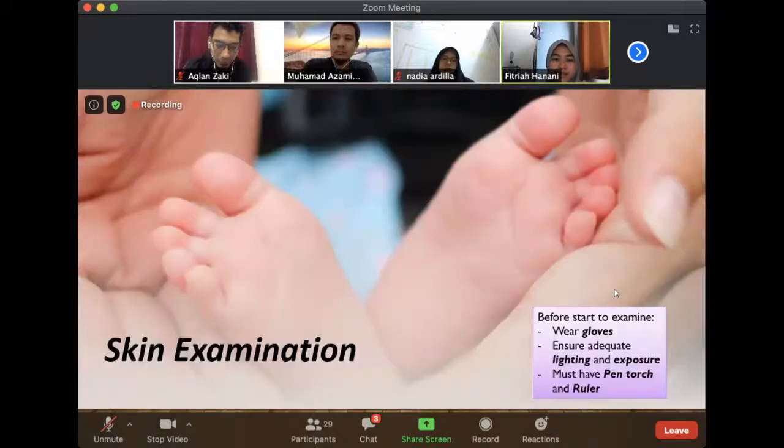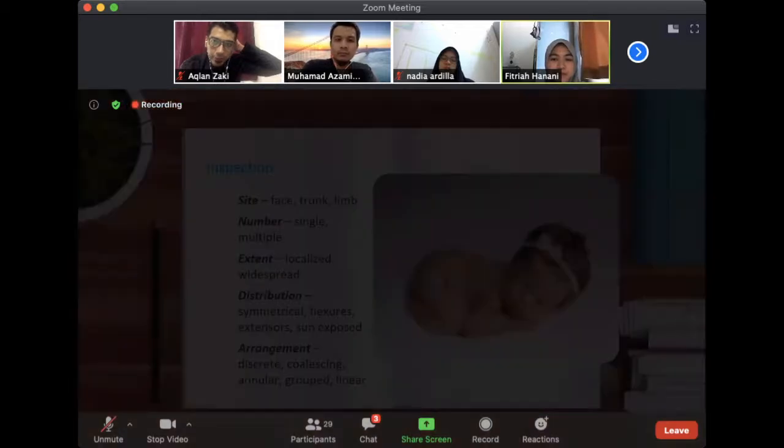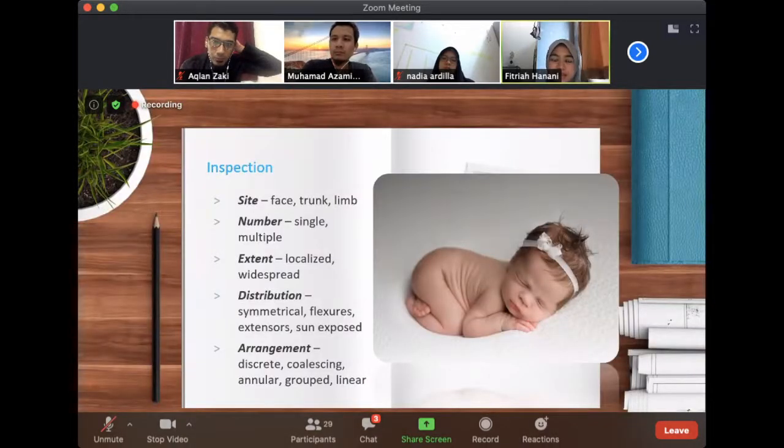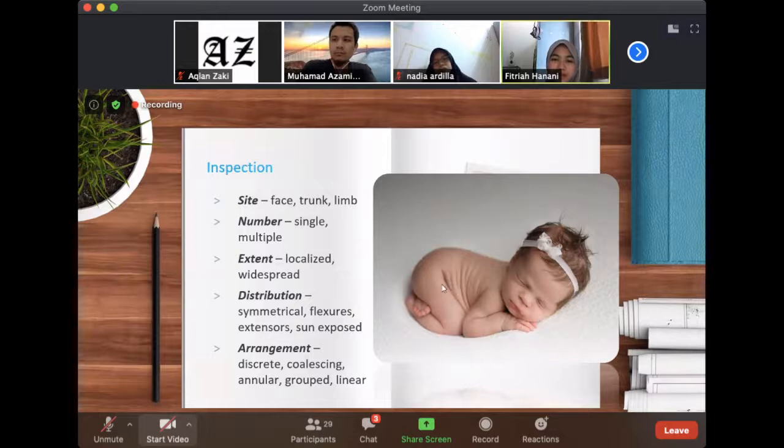For the skin examination, before we start we must wear gloves and ensure adequate lighting and exposure. It is better to have a pentorch and also a ruler for appropriate examination. For the inspection, first we must expose the patient adequately. In younger children, we can just remove the clothes completely. However, in older children, we must still cover the private parts.